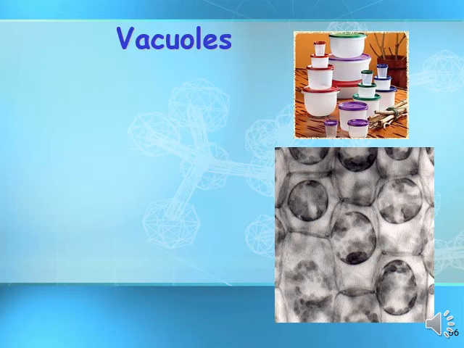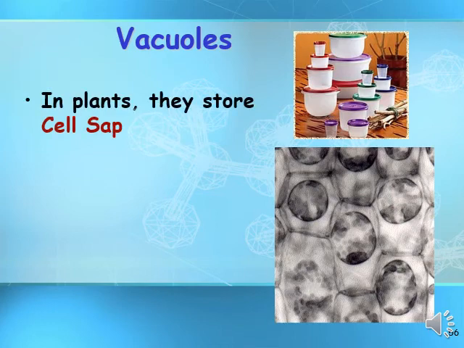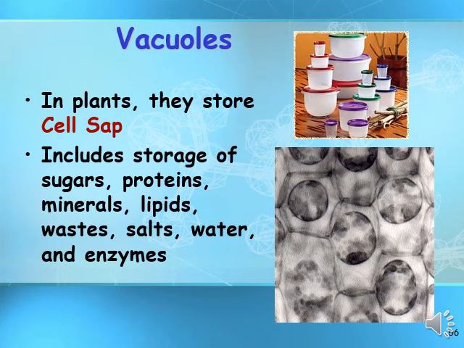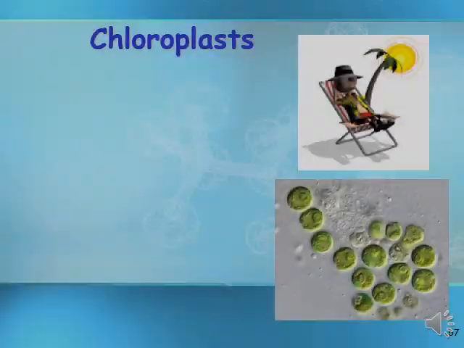Vacuoles are just like containers for cellular matter. Plants store in them sugars, proteins, minerals, lipids, wastes, salts, water, and enzymes.